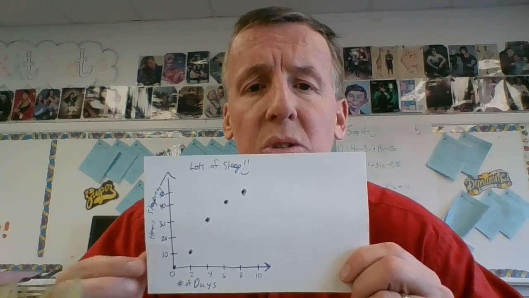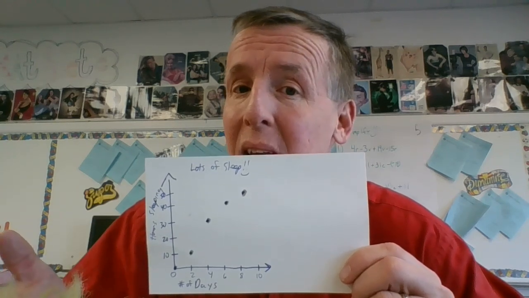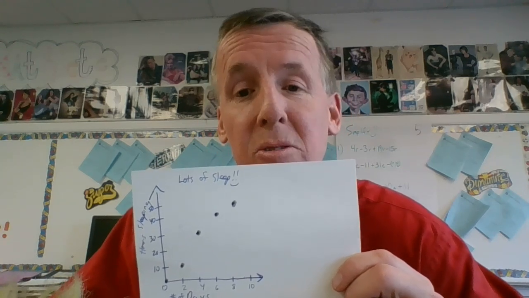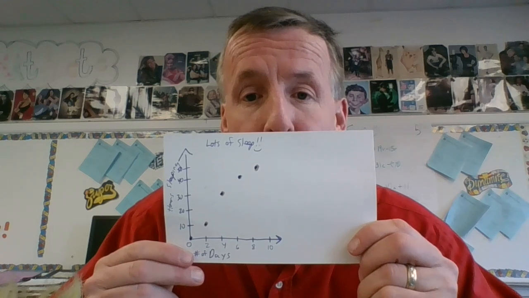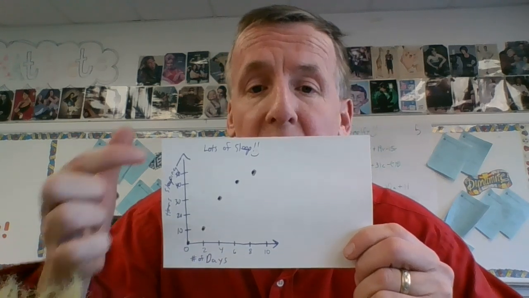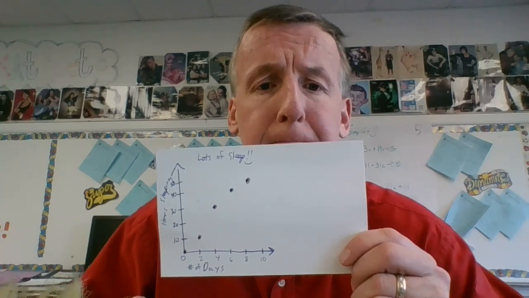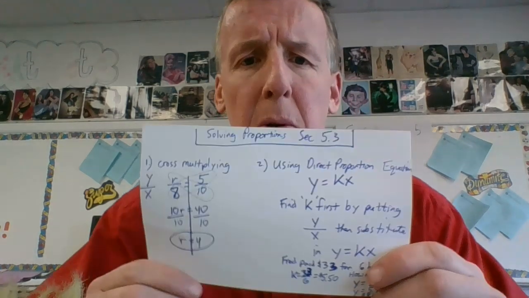Okay, and the hours that you sleep depends on how many days you have. Okay, maybe a snow day, you'll get a few more hours of sleep. Okay, so that's interpreting a graph. Hopefully that'll help. Notice there's 3 labels on the graph. We got a title, and we label both axes. Okay, thank you. Next part, solving proportions.